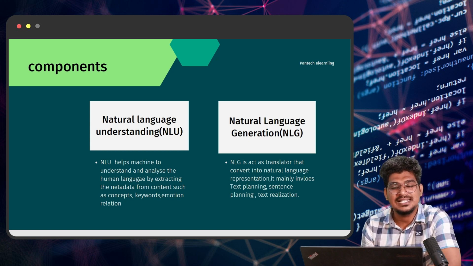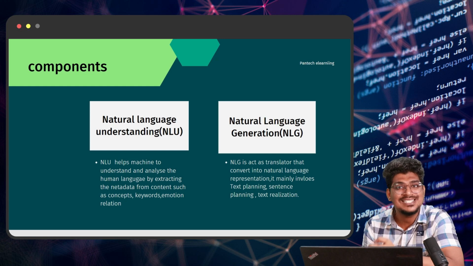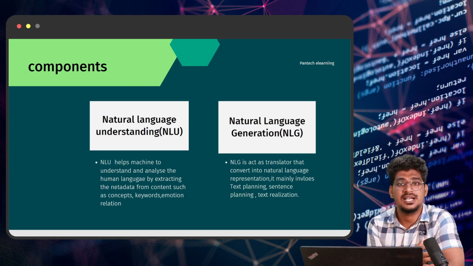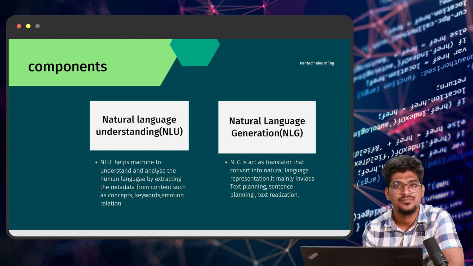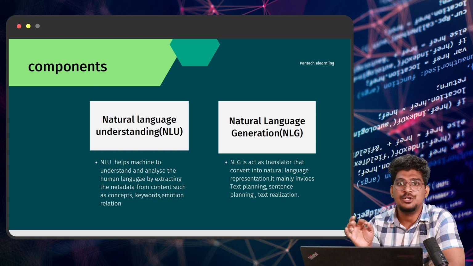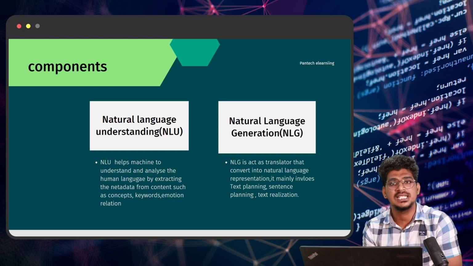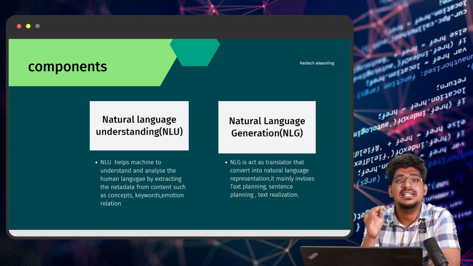NLU helps the machine understand and analyze human language by extracting metadata from the content, such as concepts, keywords, emotion or relation. The best example is hate speech detection, or positive speech detection. When you enter a post on Facebook or Twitter, it can automatically be detected. How is that possible?